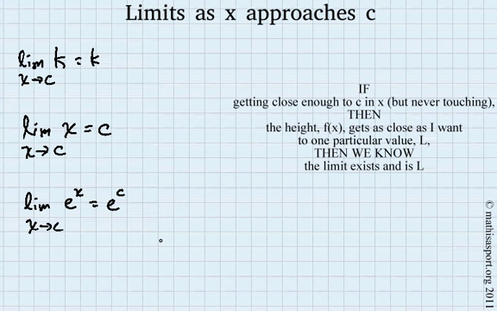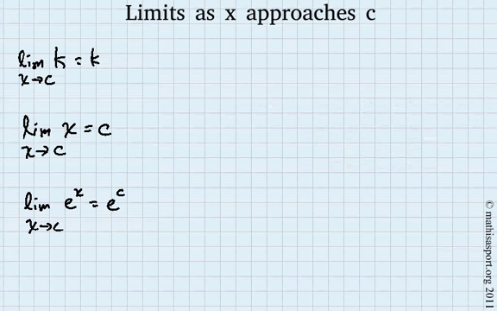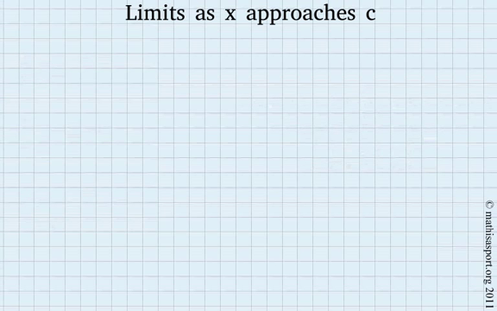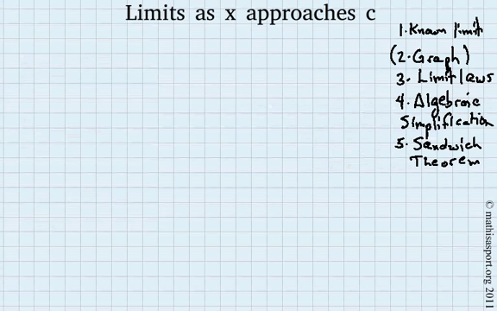So let's talk about how we find limits of things that are not basic known limits. Again, we have the identical progression that we used in calculating limits as x goes to infinity. First, is it a known limit? Second, can I graph it? Third, we have limit laws. Fourth, algebraic simplification, and so on.